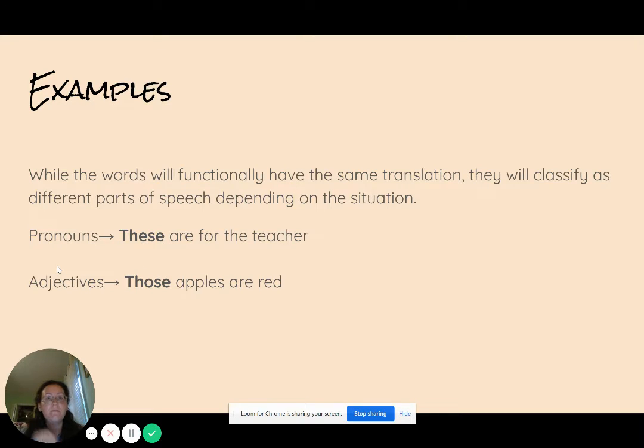So based in translation, the demonstratives are functionally identical. It just depends in the situation in which you use them, whether or not they will classify as a pronoun or an adjective. So like I said, an example, pronoun, these are for the teacher. So these is taking the place of the actual noun. And then adjective form, if I say those apples are red, it's modifying the noun apples.